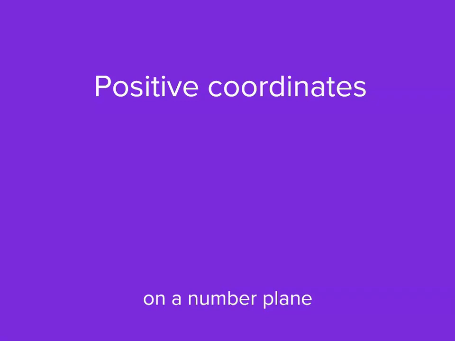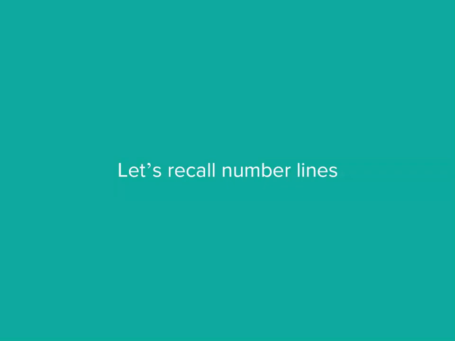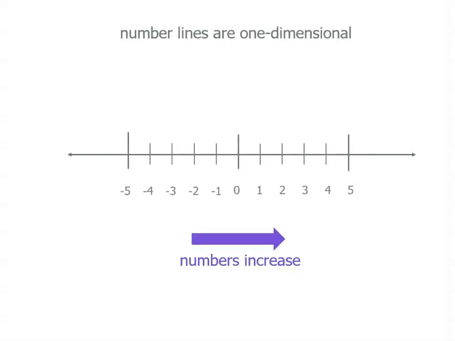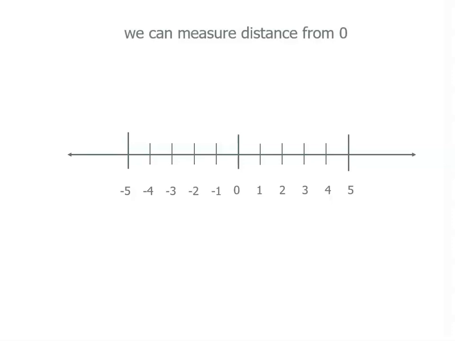We're going to be looking at positive coordinates, and we're going to do that on a number plane. But we're going to start by just going over number lines first. Number lines are one-dimensional. Now, numbers increase as we move to the right and decrease as we move to the left. And we can measure how far something is from zero, the distance.